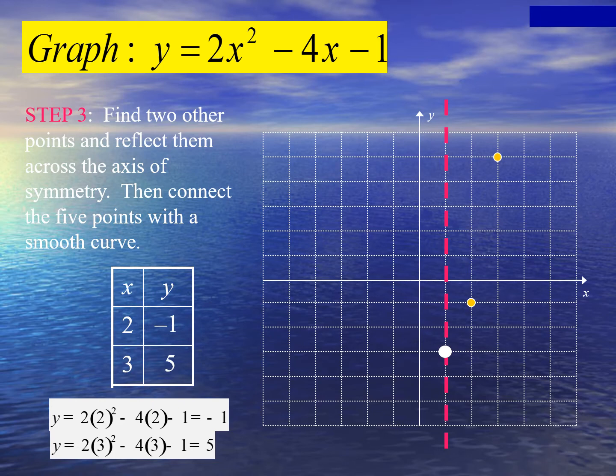So from here, we are going to reflect these 2 points. So in here, we are going to have the point here. And this one, the reflection will be 1 to 2 units in here. So doing that, we have this one. Okay? So from that, we are going to connect it through a smooth curve. So this is the graph of y equals 2x squared minus 4x minus 1.